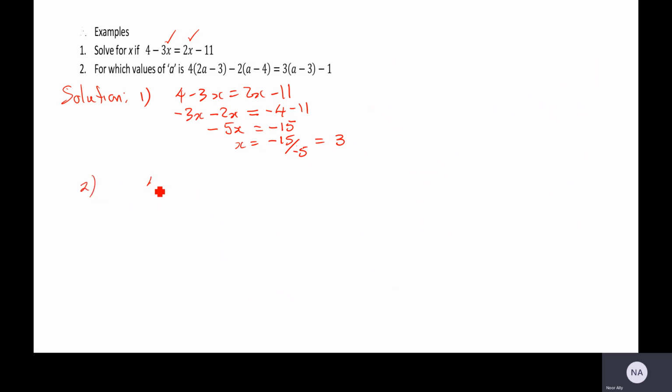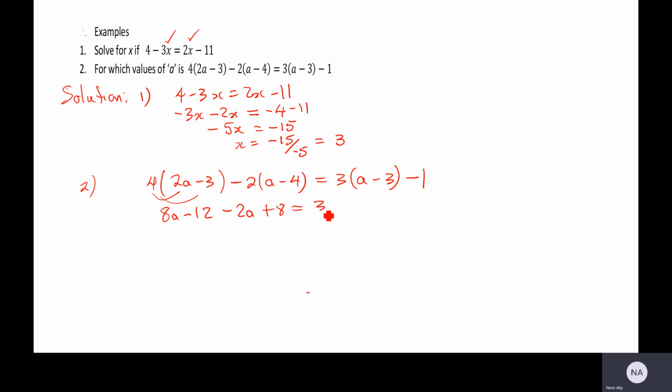What about number 2? I got 4 here, you're solving for a. 2a minus 3 minus 2 times a minus 4 is equal to 3 times a minus 3 minus 1. We're going to multiply and distribute into the brackets. So I'm going to get 8a minus 12 minus 2a plus 8 is equal to 3a minus 9 minus 1. Transpose all the a's on the left-hand side, making sure your signs are going to change if you are transposing.